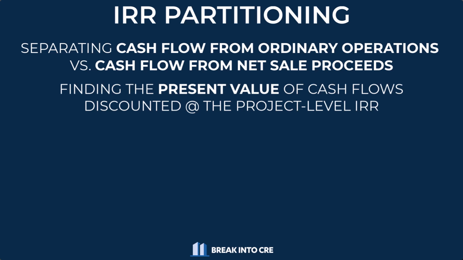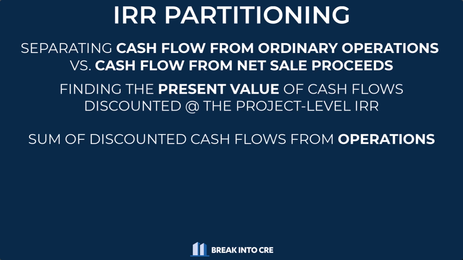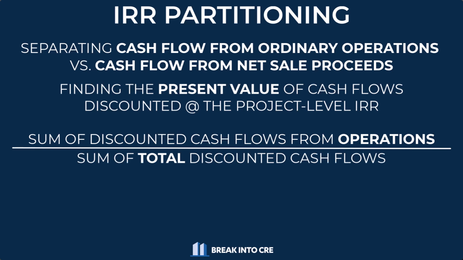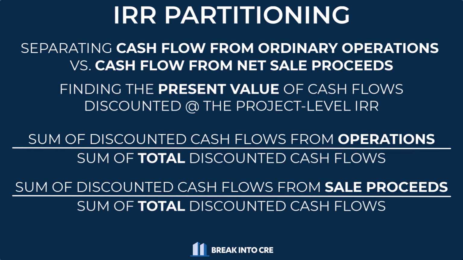And once we have our discounted cash flows in total, we can then divide the sum of our discounted cash flows from operations by that total amount to find the percentage of the IRR coming from operations directly, and then we can also do the same thing with the sum of our discounted cash flows from sale proceeds to find the remaining percentage coming from the sale.